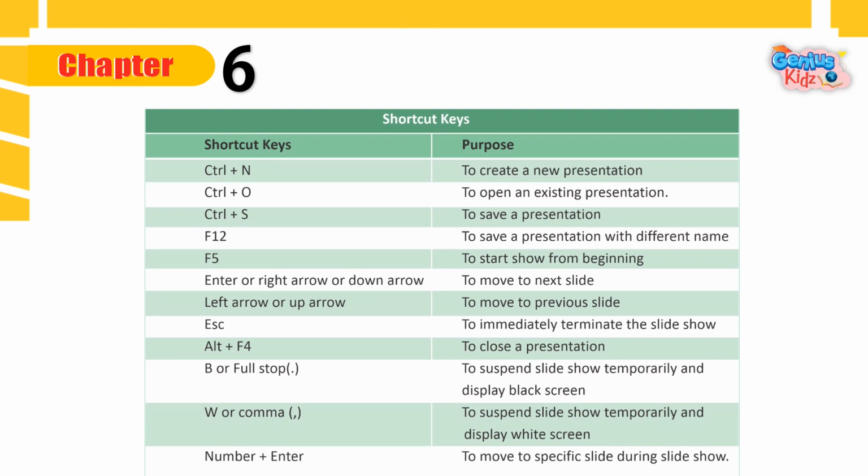Shortcut keys. Purpose. Ctrl+N to create a new presentation. Ctrl+O to open an existing presentation. Ctrl+S to save a presentation. F12 to save a presentation with a different name. F5 to start the show from the beginning. Enter or right arrow or down arrow to move to the next slide. Left arrow or up arrow to move to the previous slide. Escape to immediately terminate the slideshow.